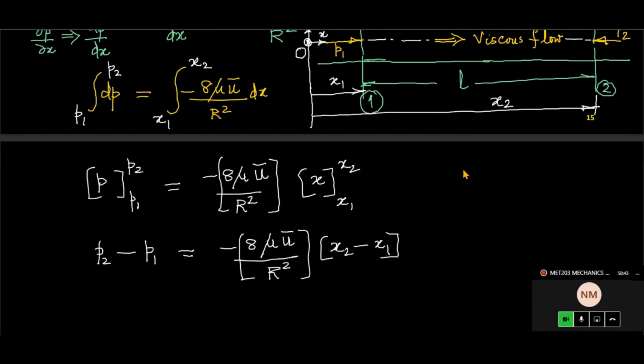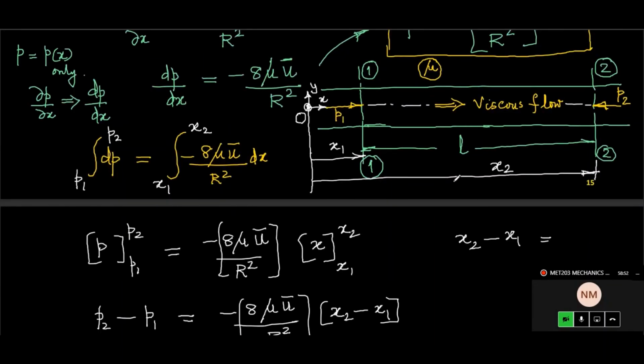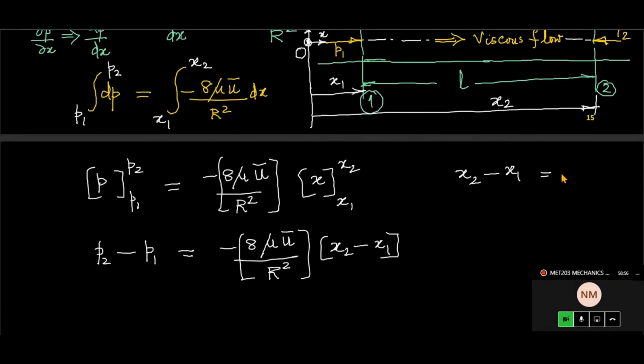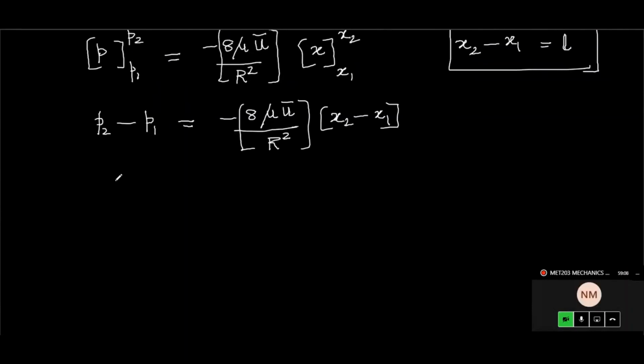So what is x2 minus x1 from the figure? From the figure, x2 minus x1 is the distance between the two sections. See this L. So x2 minus x1 is the length L of the pipe under consideration. So what do you get? The final expression now. We are approaching the answer, just 1 minute more. So P2 minus P1, that is the pressure difference, is equal to minus 8 mu u bar divided by radius square into x2 minus x1, which is L.